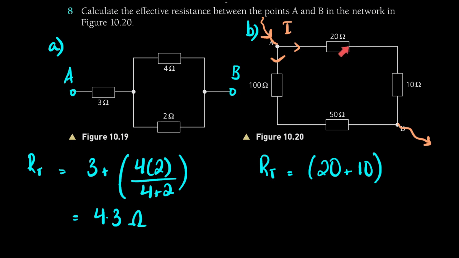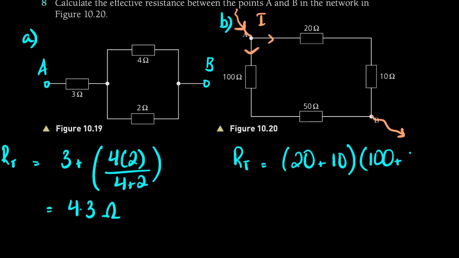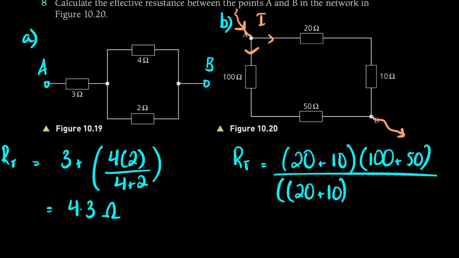So again, effectively these are two resistances, so we can again use product over sum. So the 20 plus 10 multiplied by the other resistor, which is 100 plus 50, and then the product is done, so upon the sum, so 20 plus 10 plus the other resistor, which is 100 plus 50. So just go ahead and work this out. This should turn out to be 25 ohms.